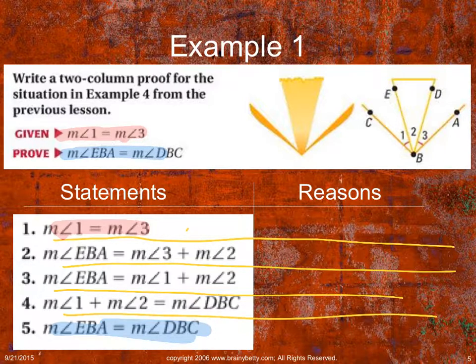Okay, so notice on the left, there's the first statement. We have to go through this in sequential order. We cannot skip down to something or it's not going to make sense. The first one is that the measure of angle 1 is equal to the measure of angle 3. Why is it that I am allowed to say that? Yes, ma'am. It was given. So that's all I need to write is given. That is the information that was given to you.